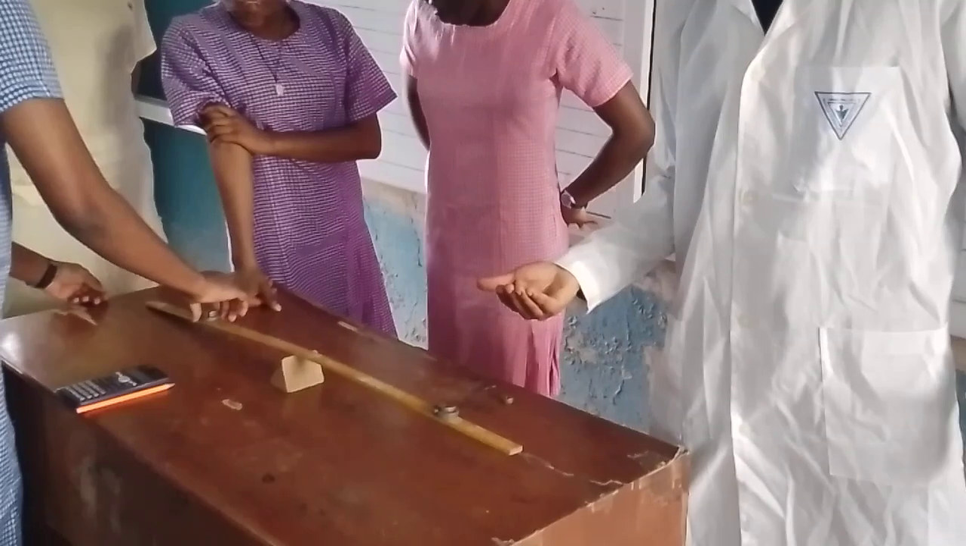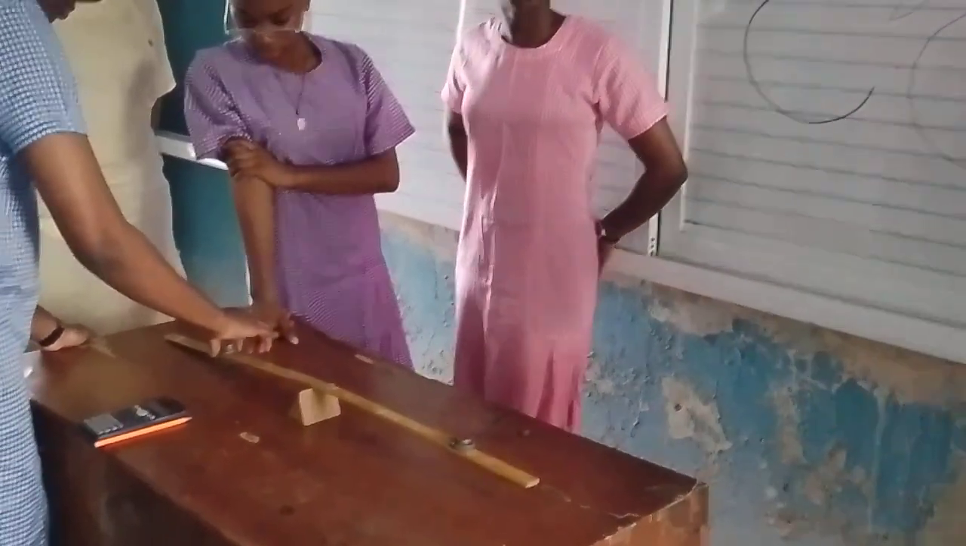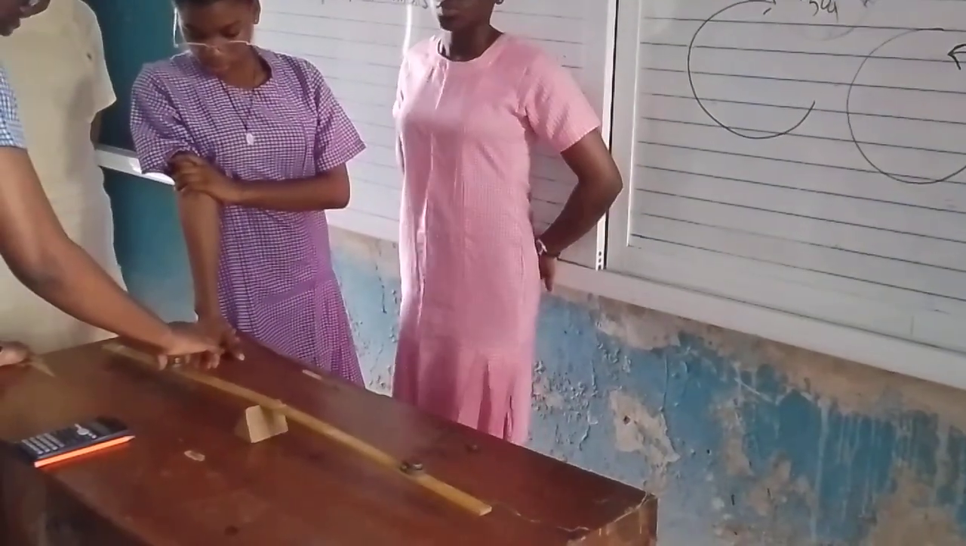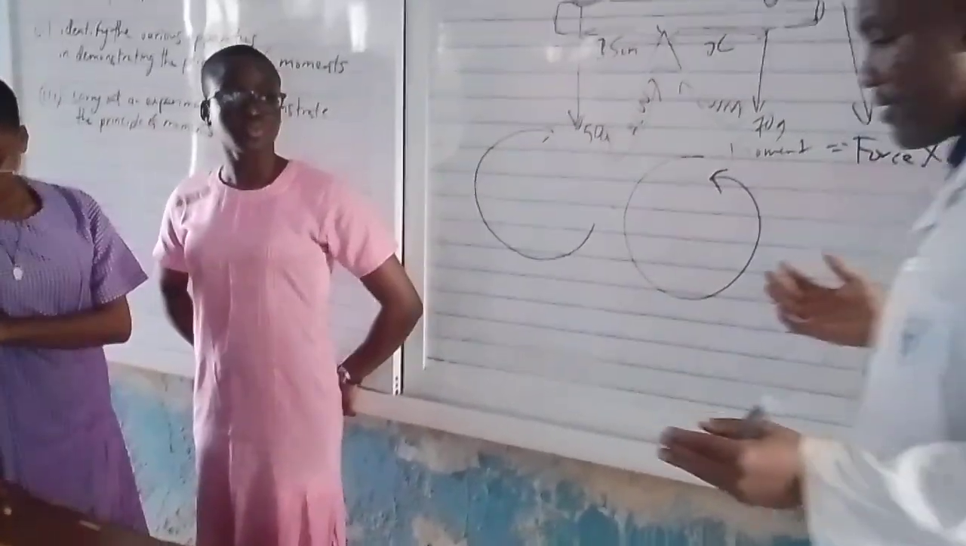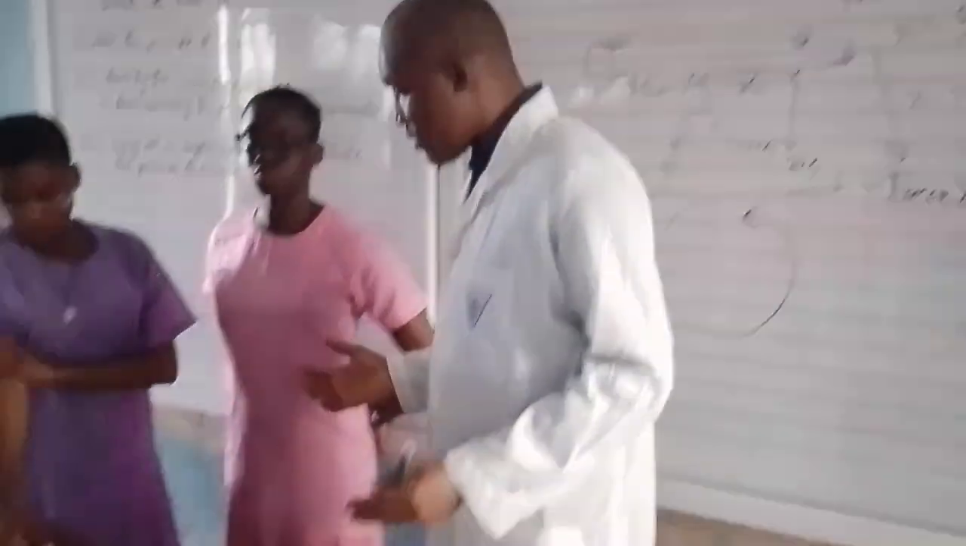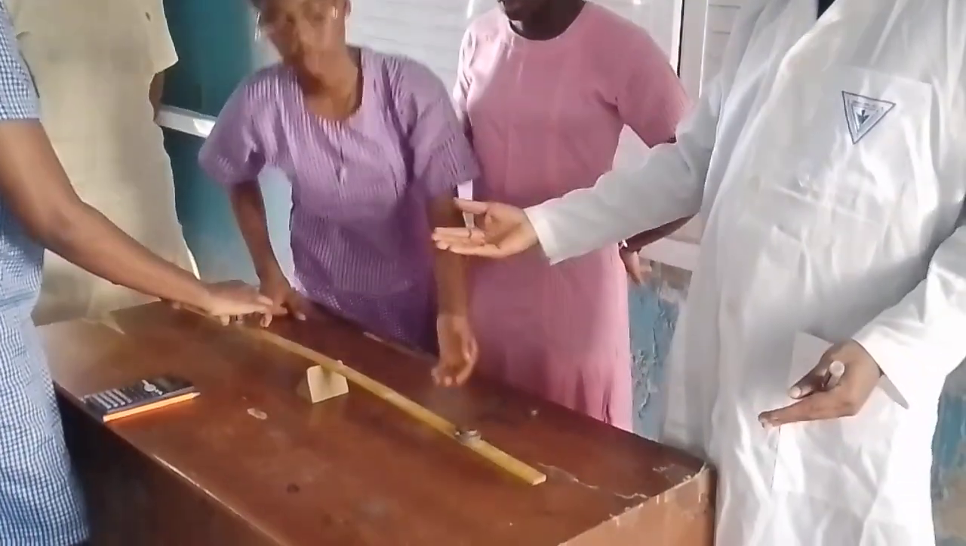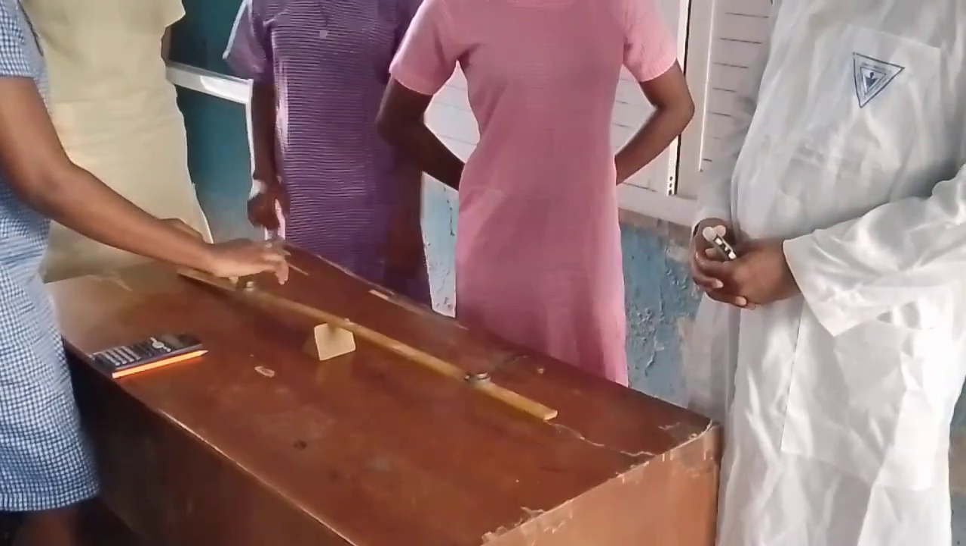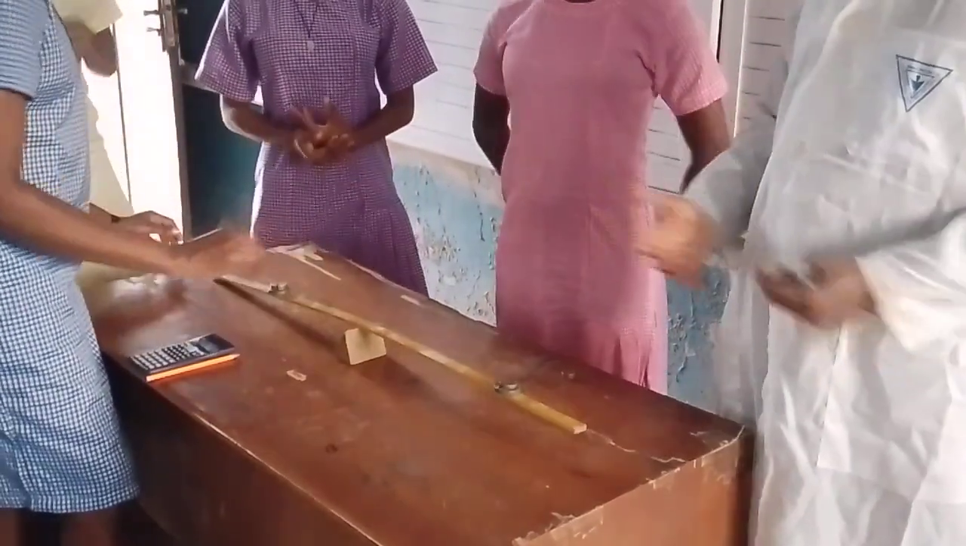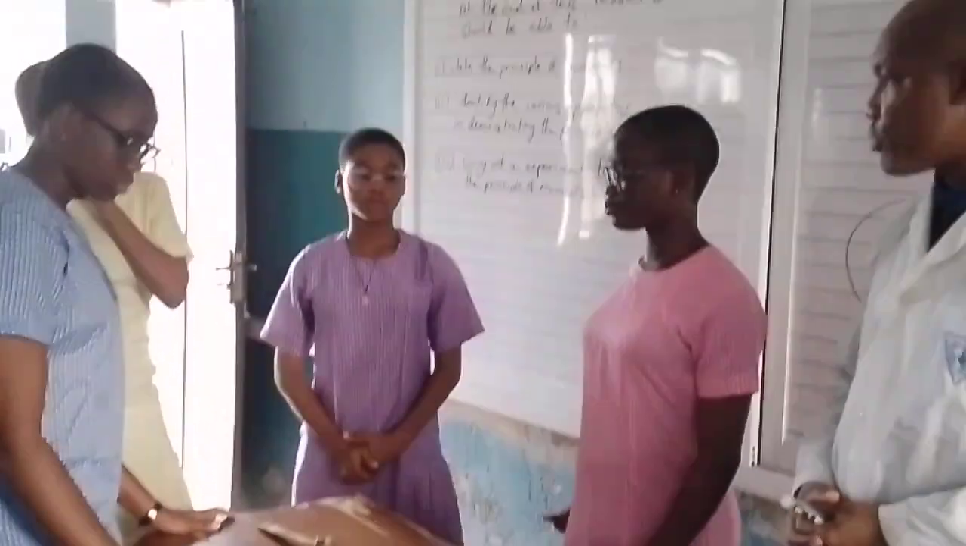Now this side is going up. Yes. So that's the concept we are looking at here. So if all other physical factors are kept constant, you observe that we have a balance between the clockwise and the anticlockwise moments. Okay? So do you have any questions based on what we've seen so far?